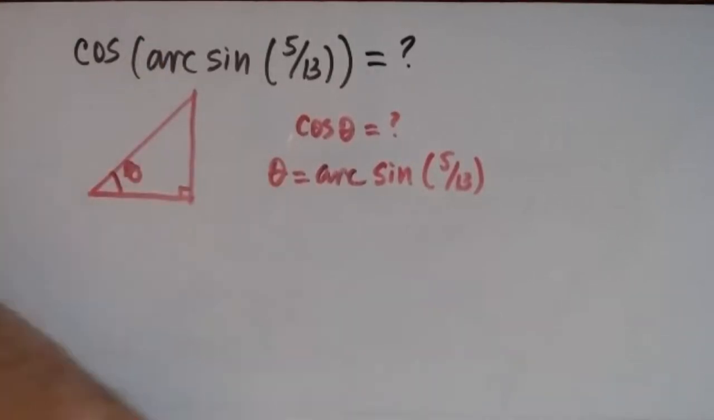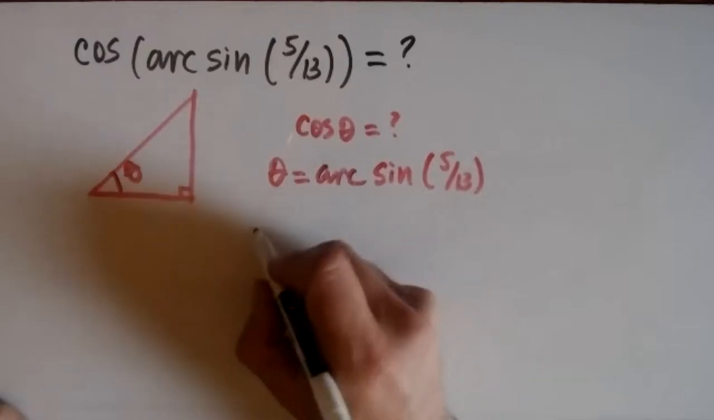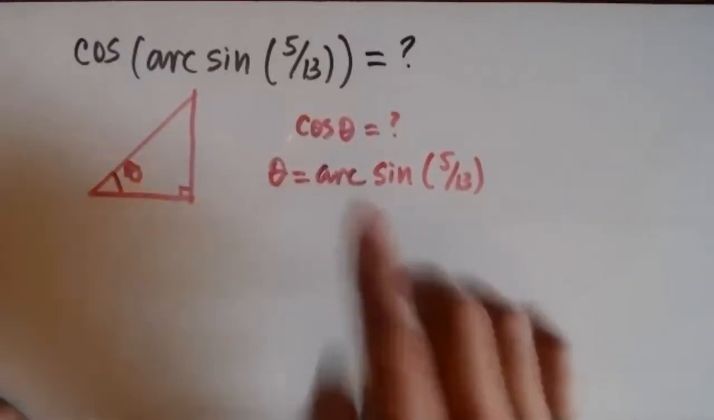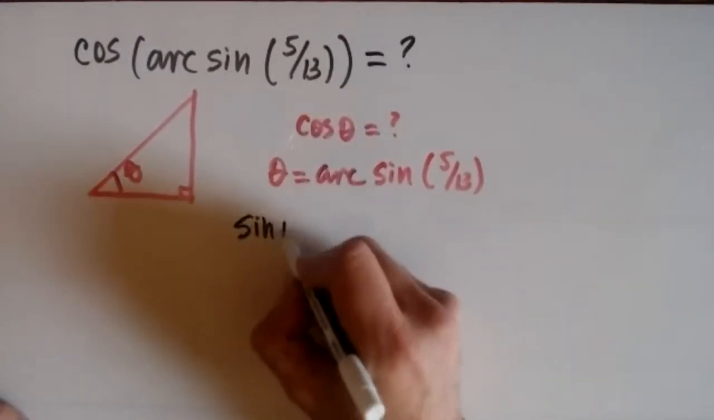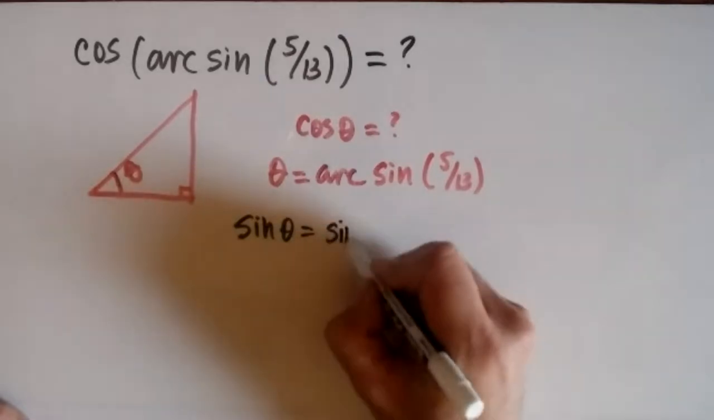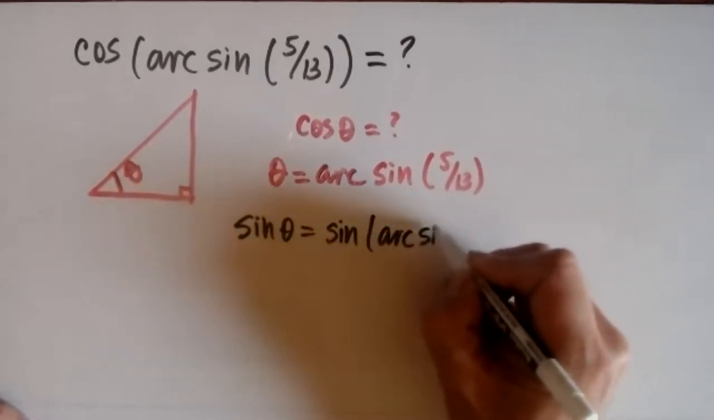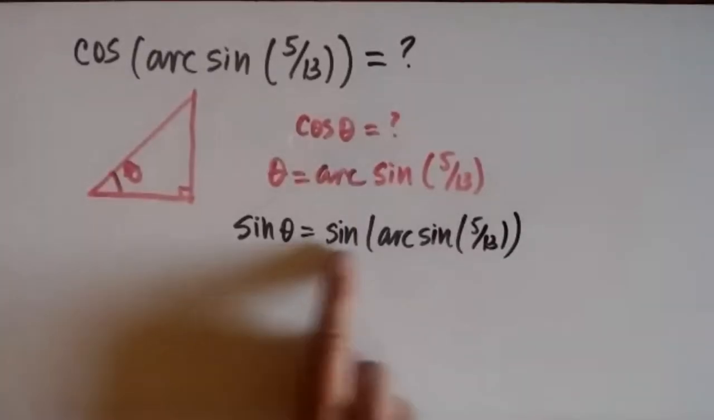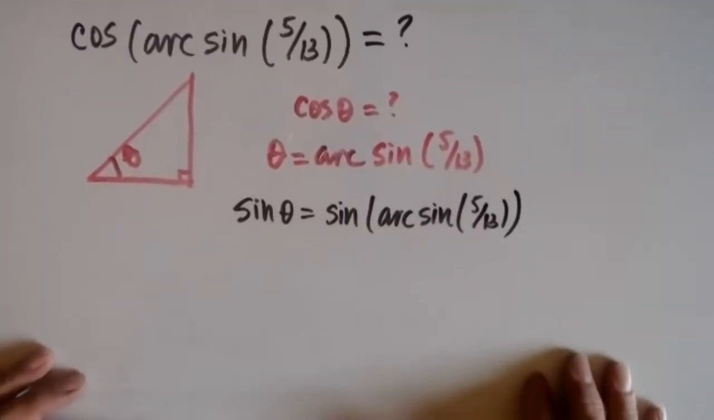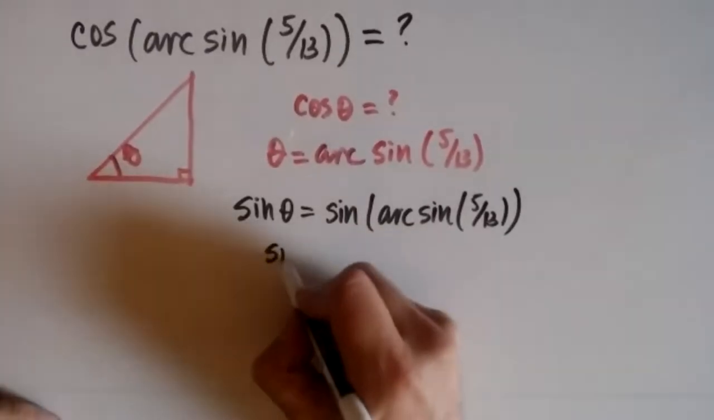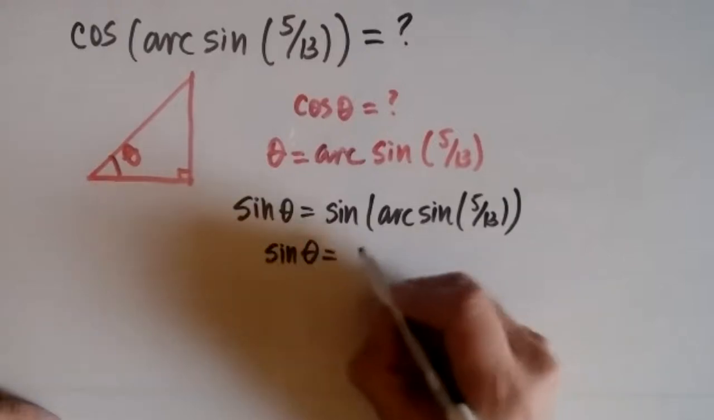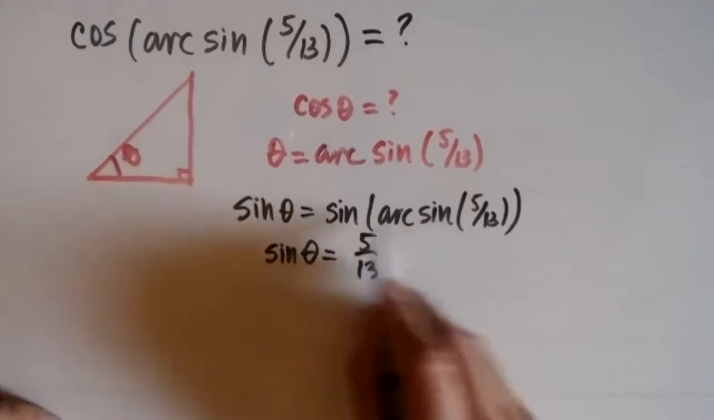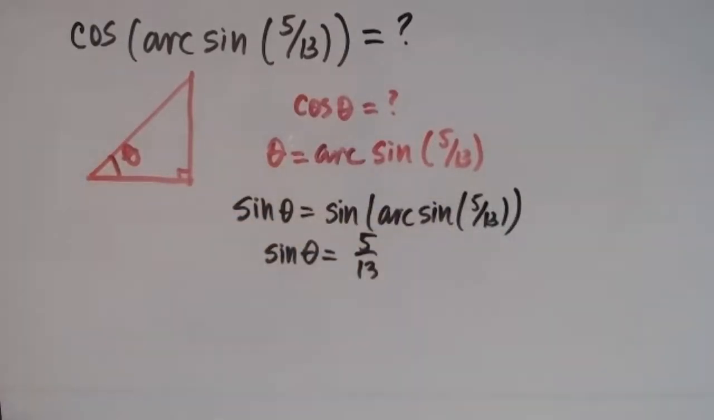Okay, now I'm going to use the inverse functions. What is the inverse of the arc sine? The sine. So I take sine both sides, sine of the arc sine of 5/13, and I know that the inverse is canceled. So what I find is the sine of the angle is 5/13. These two cancel and I get this argument.